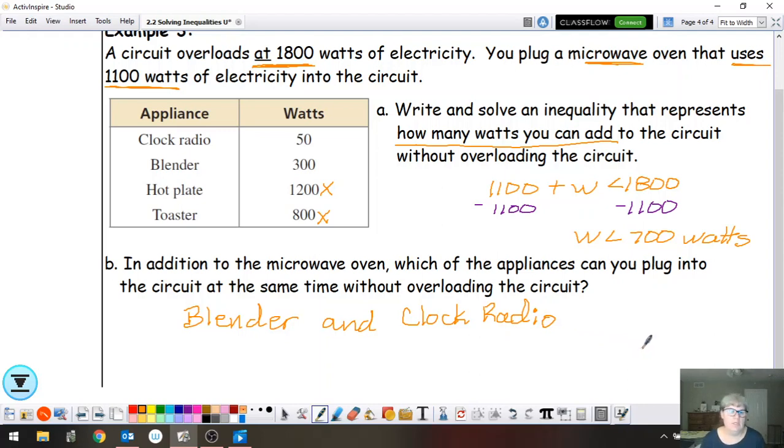So here is just a brief review of solving inequalities using addition and subtraction.